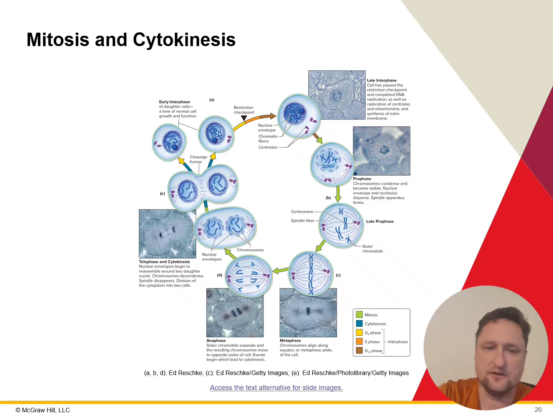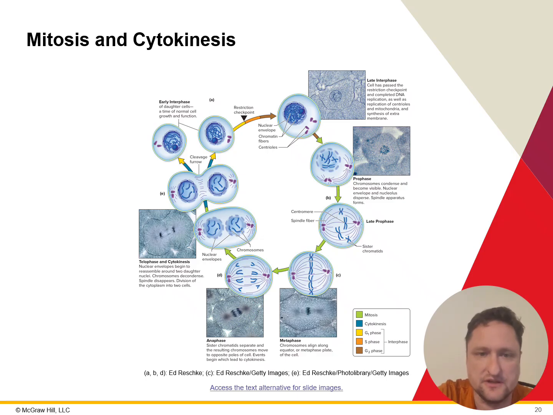Moving into late interphase, the G2 phase, and this is final preparations for mitosis. In here, centrioles replicate, and organelles and mitochondria increase in number. So now we're going to go green in the picture, and this is the start of mitosis. And we're going to start with prophase.